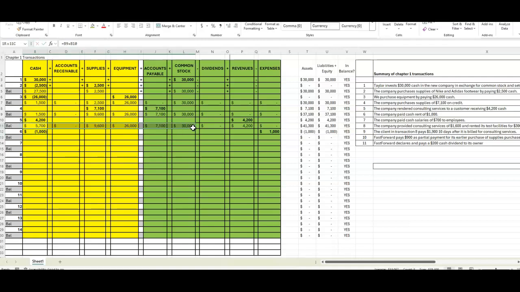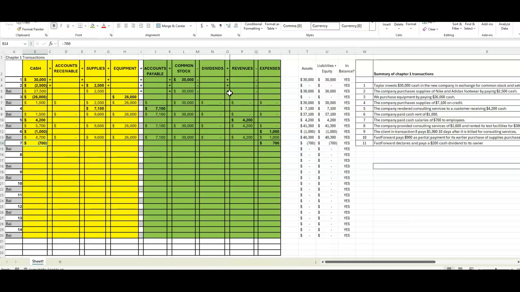Again, that gives us $40,300 on each side, both in balance. Number 7, you can pause if you like, but we paid cash salaries of $700 to employees. So our expenses went up, which reduces equity, and we paid it out of our cash. Let me see it. You see how this is balancing over here? The total of the assets equals the total of the liabilities and equity.